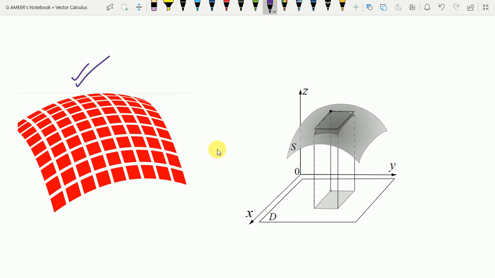This is the x-axis, y-axis. This is the y-axis, this is the x-axis, and this is the z-axis. When I project the same, this is the integral, this is the surface.